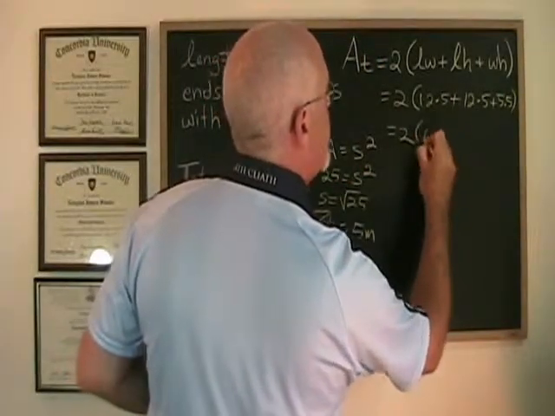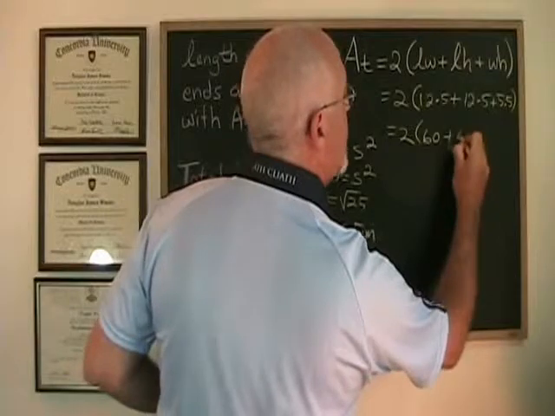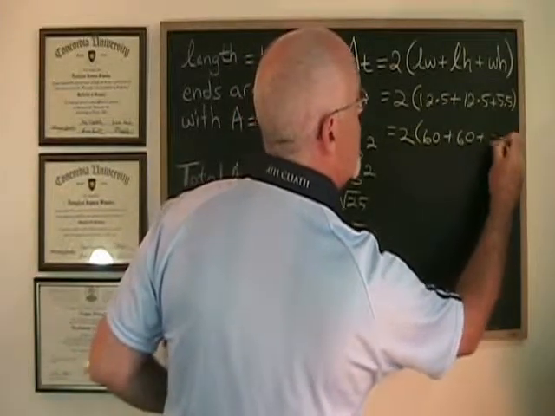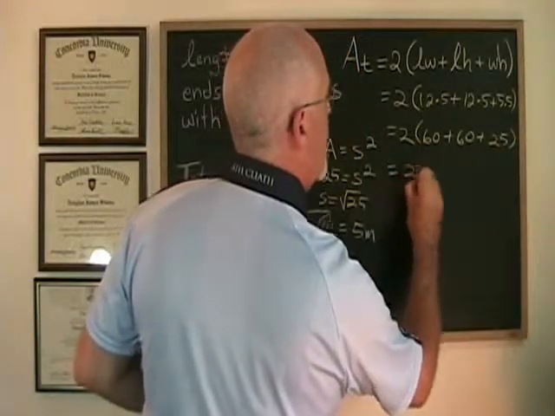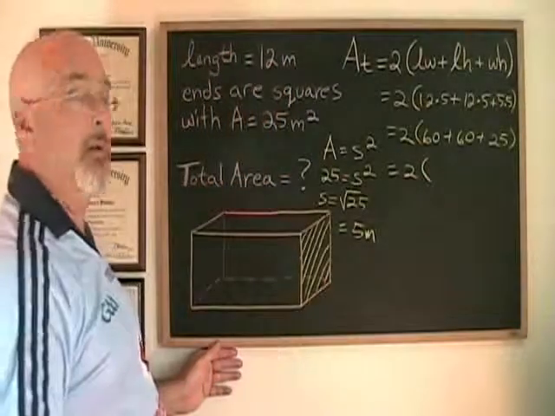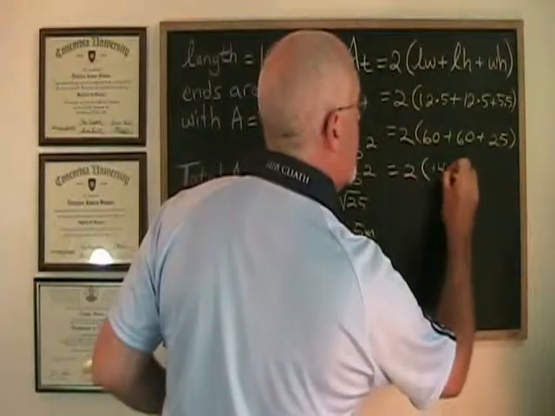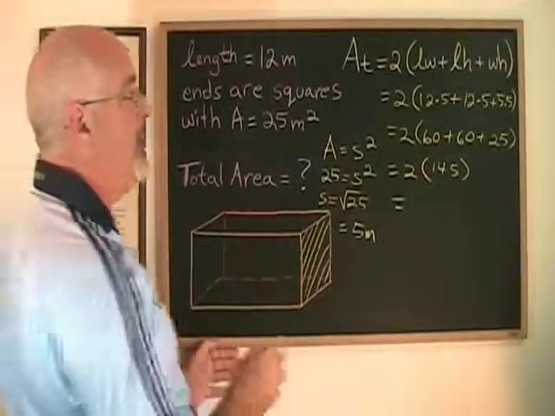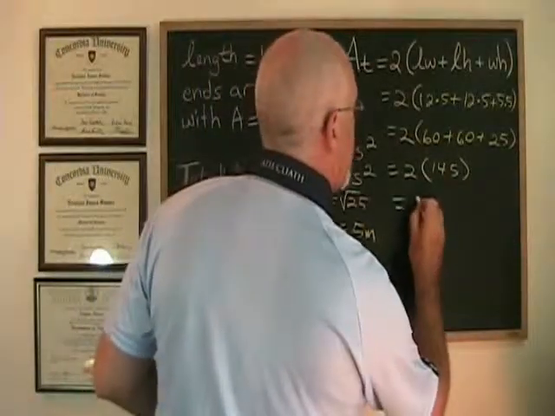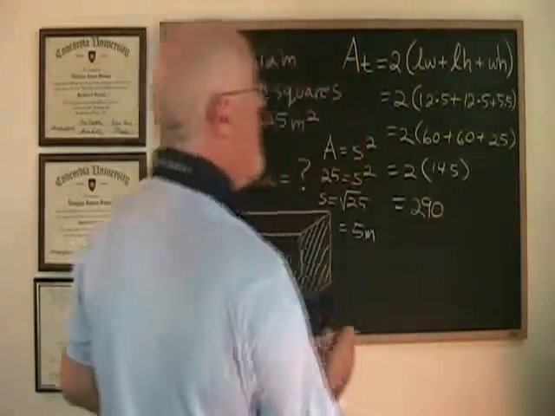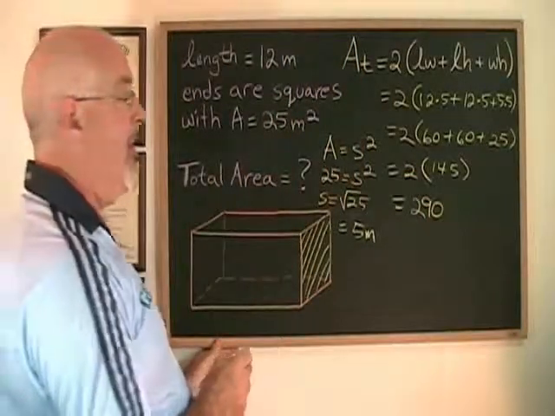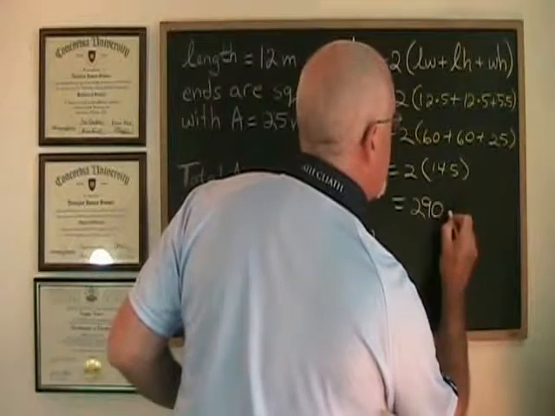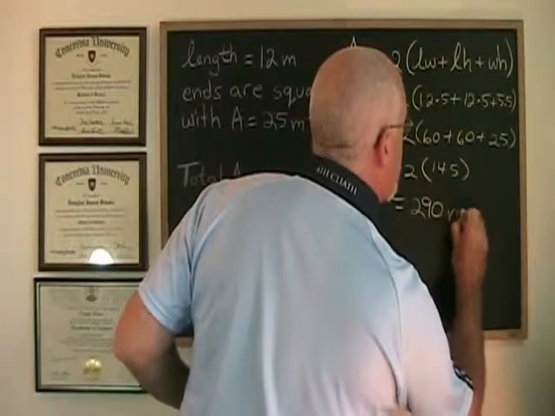12 times 5 is 60. 12 times 5 is 60. 5 times 5 is 25. 60 plus 60 plus 25 is 145. So the area total of our rectangular prism is 2 times 145, which is 290. Since the unit of measure was the meter all along, the area total is going to be equal to 290 meters squared.